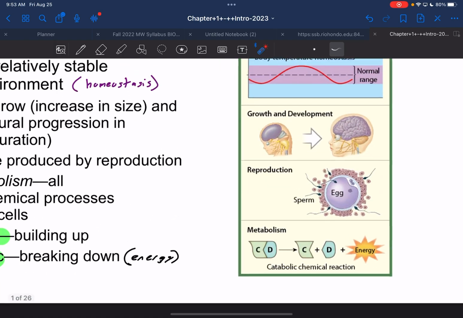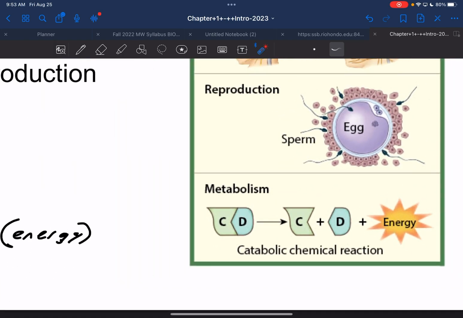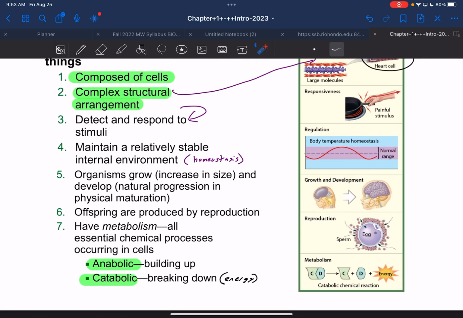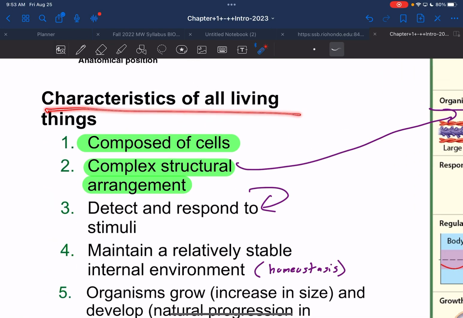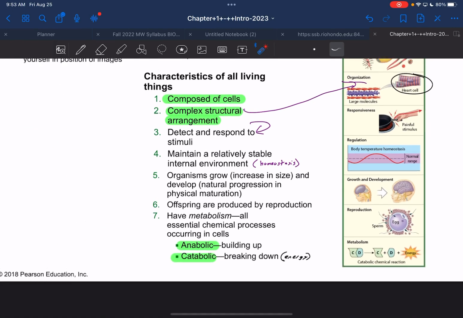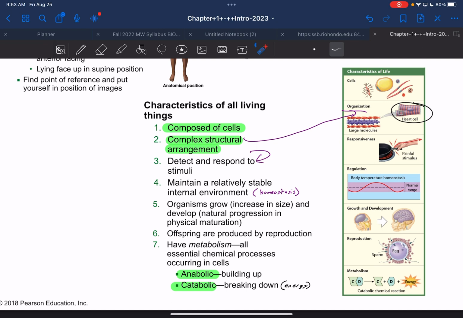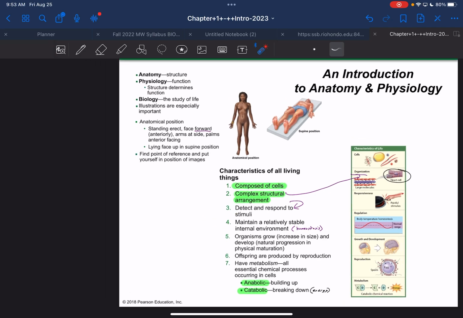And so I like to include pictures to help you with the memorization process, because you must know the characteristics of all living things. There are 7. So if I were to ask you how many characteristics of living things there are, you should be able to know, I should know 7 things. If that makes sense. That's how you should prepare for our exams.